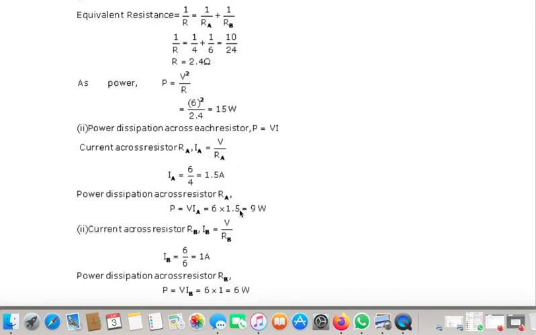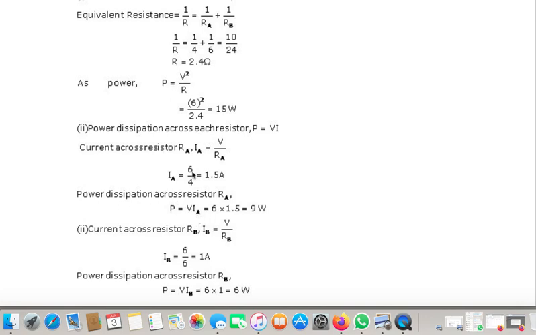First part is done. Second part, what we have to do is find the power dissipation across each resistor. What is the formula? We know P equals VI. Now for the resistor A, the formula will be I equals V upon R using Ohm's law. So we'll calculate I first, because then only can we calculate the power dissipation specifically for resistor A. That is what is asked.